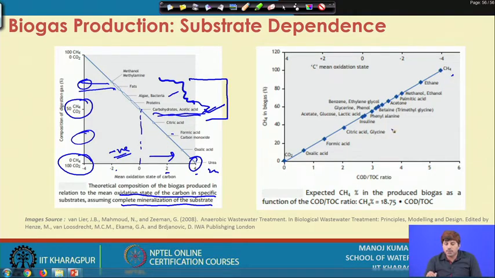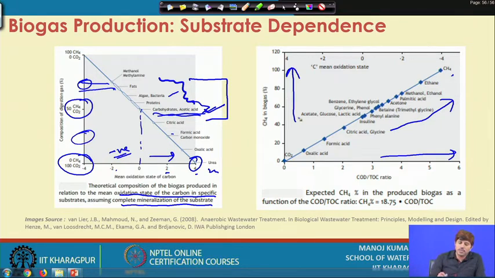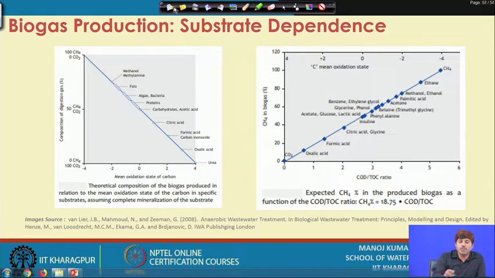So, for various substrates, those having a high COD to TOC ratio will lead to a high methane fraction in the biogas, whereas for a substrate with a very low COD to TOC ratio, we will probably see lesser methane production, or a lesser composition of methane in the total biogas which is being produced.